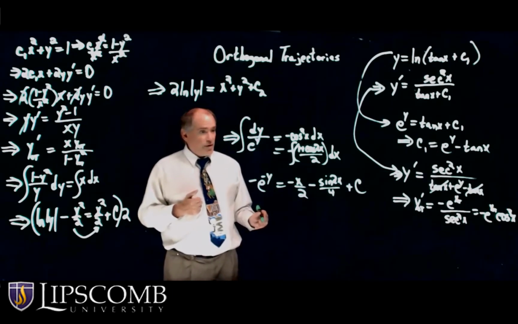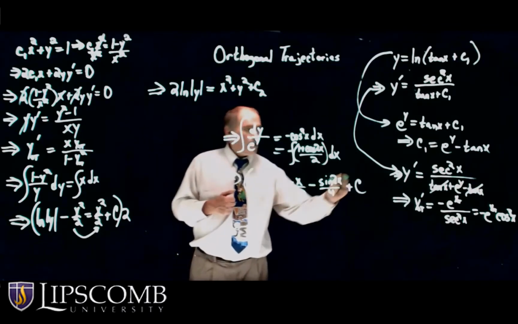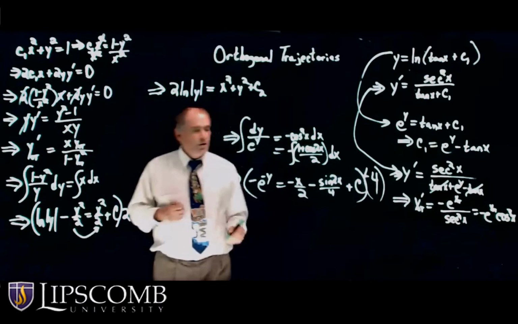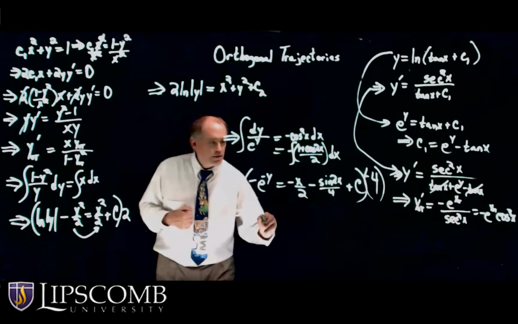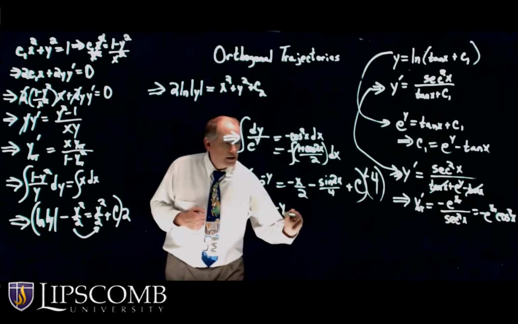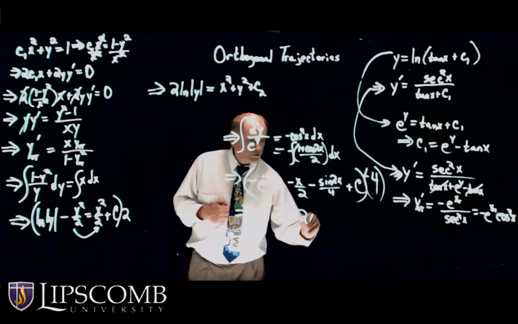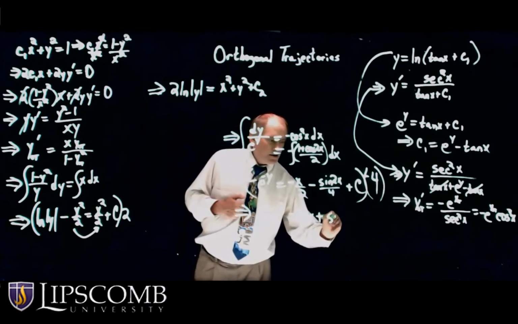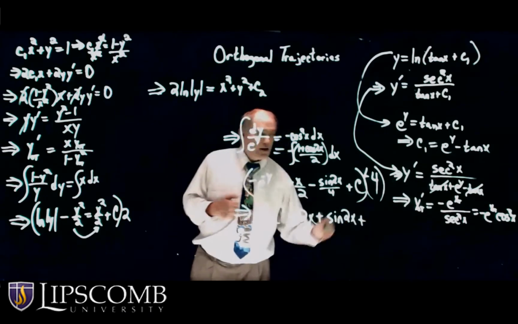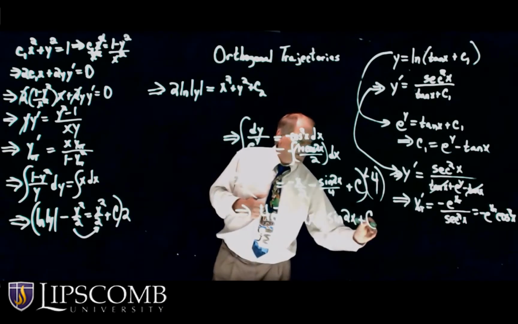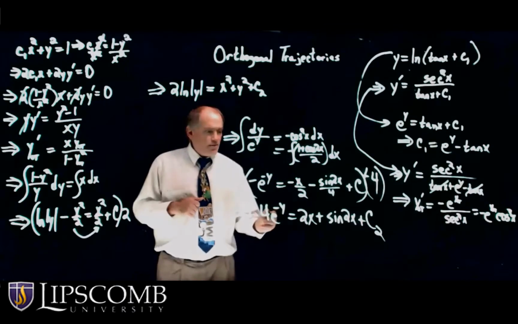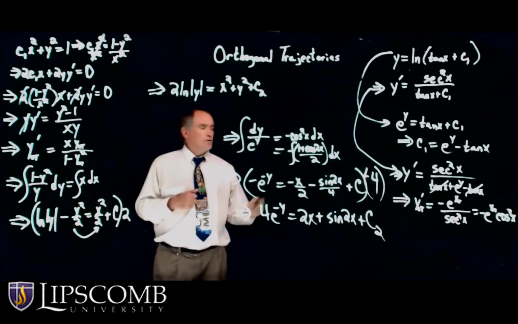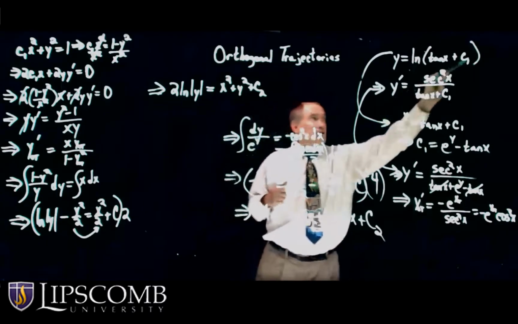So if you don't mind, here's what I'm going to do. I'm going to multiply everything by a minus 4. So what do I get? I get 4 times e to the minus y equals 2x, because the 4 over 2, the minus. 4 over 4 is 1, minus a minus, plus sine 2x. And again, I have a new arbitrary constant. I'm going to call it C2. So I have 4 times e to the minus y equals 2x plus sine 2x plus c sub 2. Again, I call it c sub 2 because this one was c and that one was c sub 1.